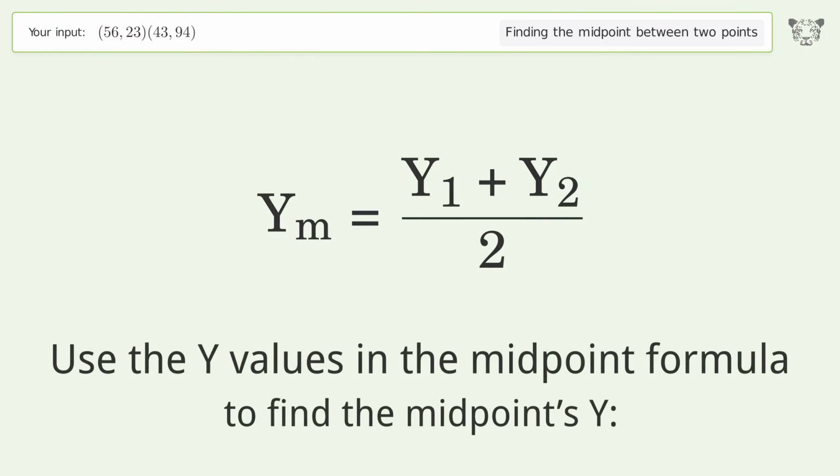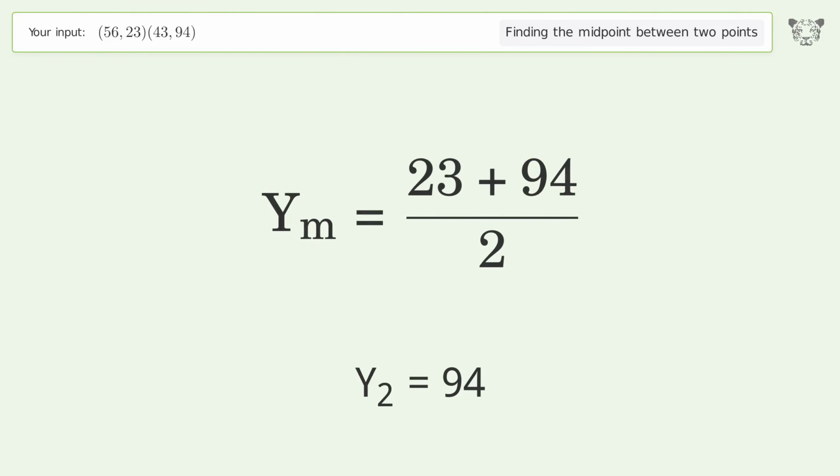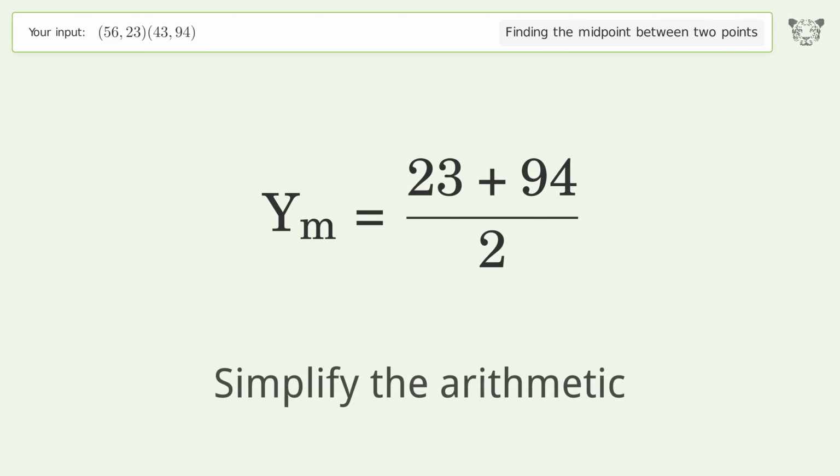Use the y values in the midpoint formula to find the midpoint's y. y1 equals 23. y2 equals 94. Simplify the arithmetic.